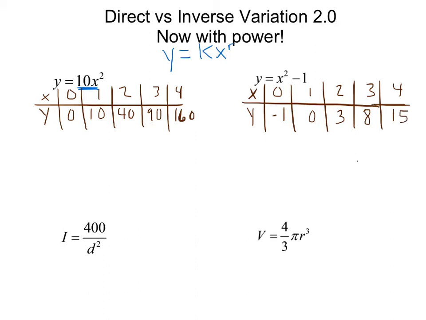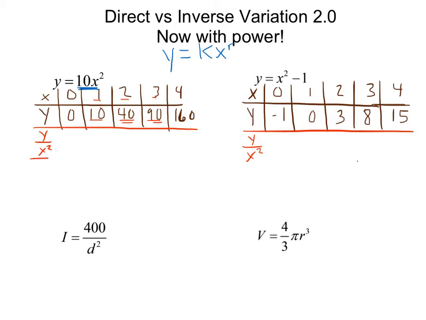Next, we think that these are direct, so let's look at the quotient. Now I have to be a little bit careful when looking at these quotients, because if I just do y divided by x, here I would get 10, here I would get 40 over 2, I get 20, here I get 90 over 3, that would be 30, and that changes each time. So y is not directly proportional to x. I'm going to test something else.